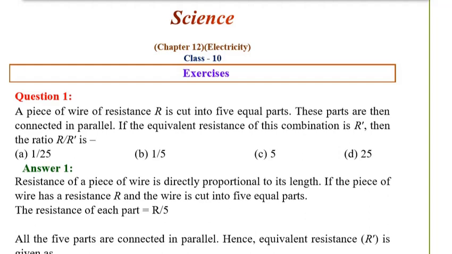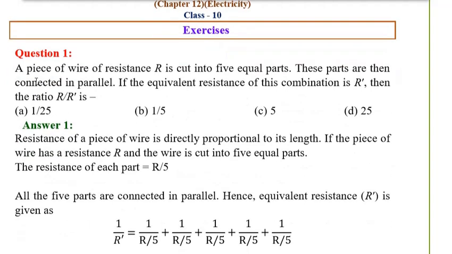Today I am going to answer the questions of electricity, subject science, class 10. Let's see the first question. A piece of wire of resistance R is cut into 5 equal parts. These parts are then connected in parallel. If the equivalent resistance of this combination is R dash, then find the ratio R by R dash.